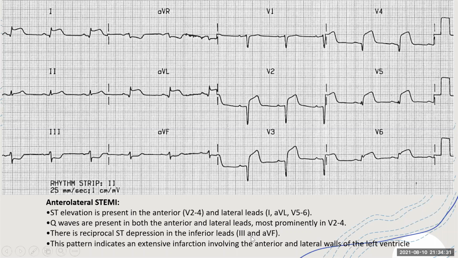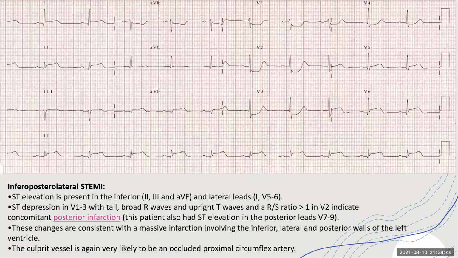So you will remember in 3 and AVF there will be depression. 3 and AVF showing depression, V2 to V4 showing elevation, 1, AVL, V5, V6 showing elevation. That's the anterolateral MI.